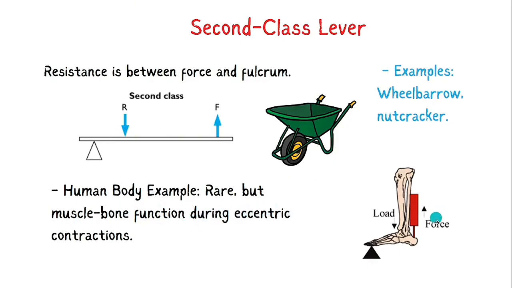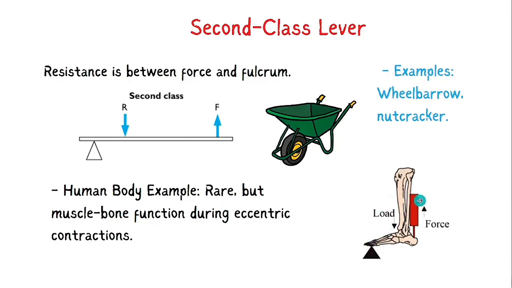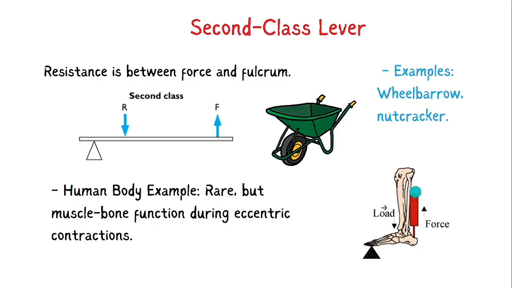For example, eccentric contraction during plantar flexion when lowering the heels, when you are walking down the hill or slowly lowering from tiptoes. Here the toes' metatarsophalangeal joint acts as the fulcrum. Here the load is the body weight over the foot, and the effort or the force is the calf muscles, the gastrocnemius and the soleus, performing an eccentric contraction as they slowly lengthen to control the heel.